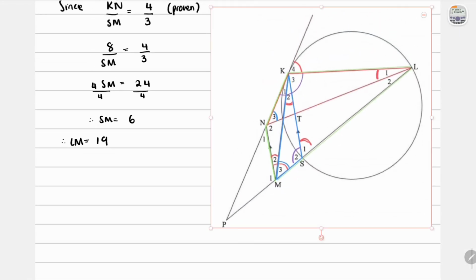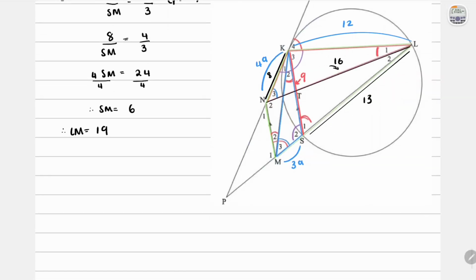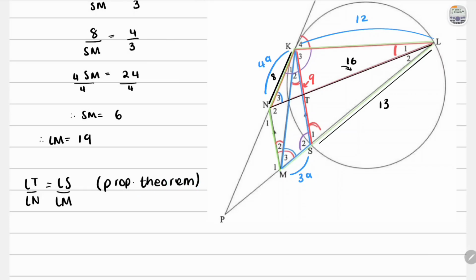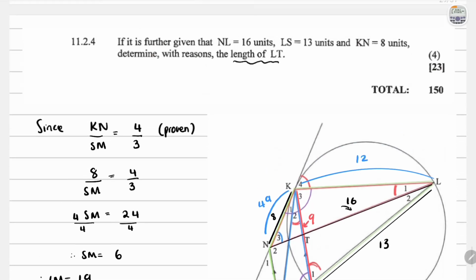Okay, and now let's go ahead and use the proportionality theorem on this. Looking at this triangle again, we're going to say we're taking LT over LN, and this is equal to LS over LM. The reason for this is the proportionality theorem. So we can just say this is because of the prop theorem. Okay, and let's go ahead and substitute.